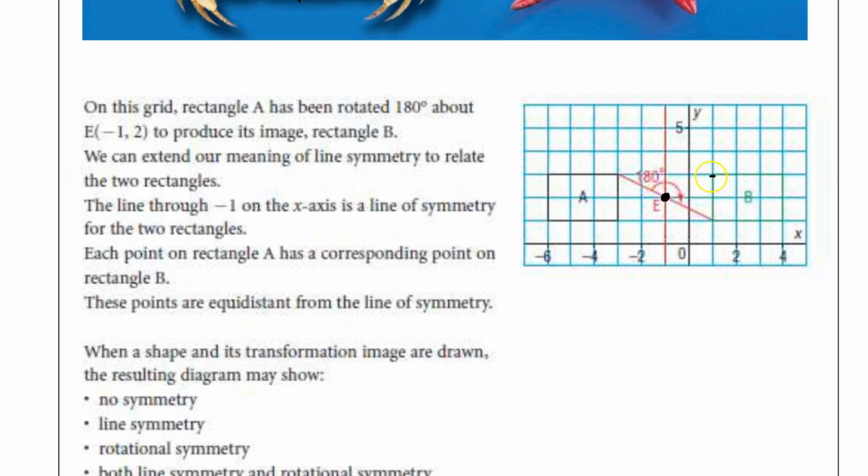So I'm just going to draw here. If we rotate it, we get an image. But here's the thing. It also looks like it's a reflection. Let's just keep on reading here. We can extend our meaning of line symmetry to relate to the two rectangles. The line through -1 on the x-axis is a line of symmetry for the two rectangles. Each point on rectangle A has a corresponding point on rectangle B, and these points are equidistant from the line of symmetry.